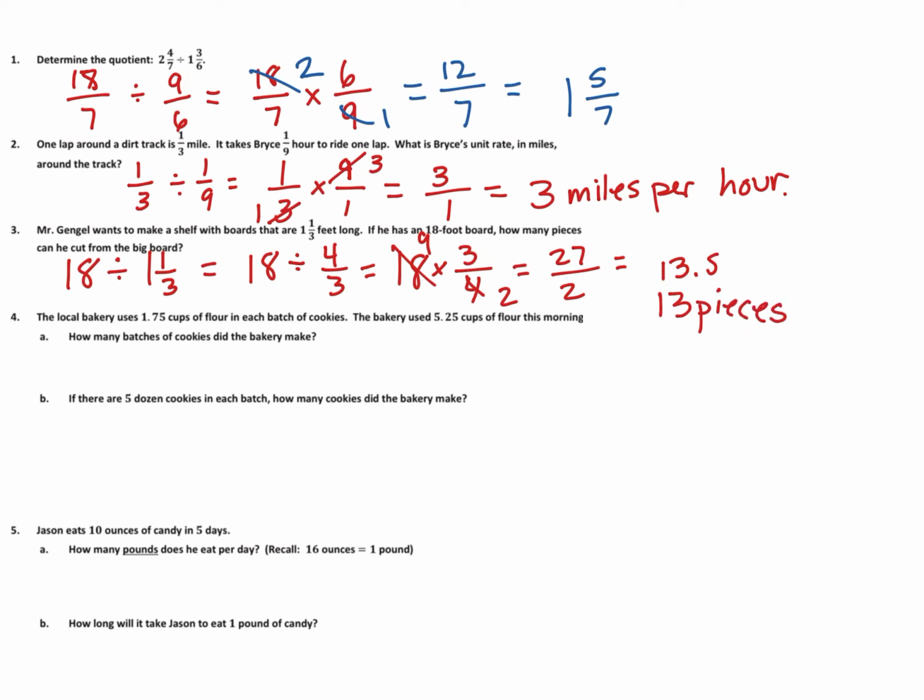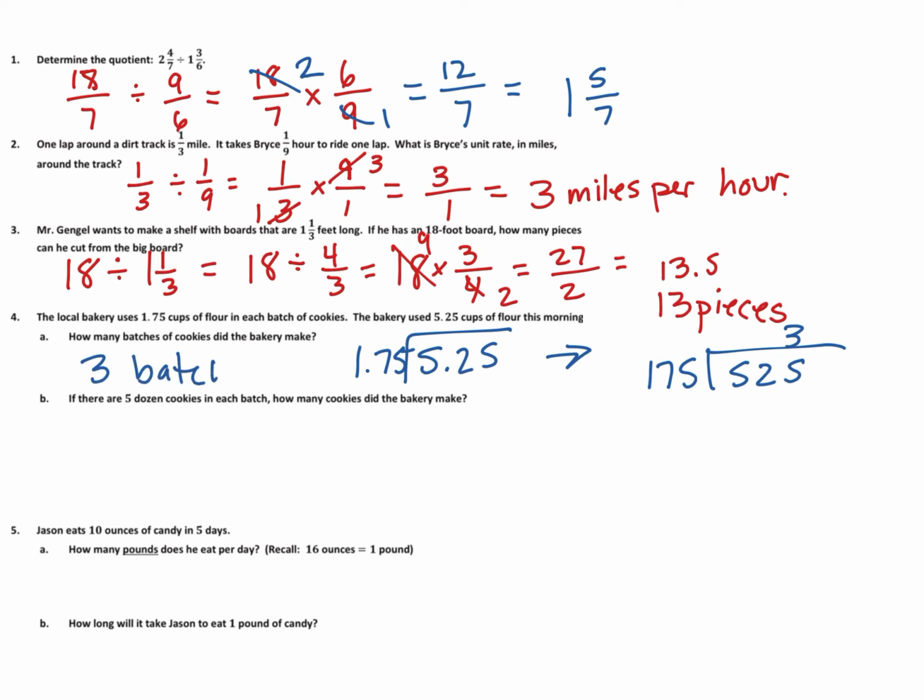The local bakery uses 1.75 cups of flour in each batch of cookies. The bakery used 5.25 cups of flour this morning. How many batches of cookies did the bakery make? So we're going to work backwards by dividing. We can change this to get rid of the decimals by moving them the same number of places. Okay, and 175 can go in 3 times. So you can make 3 batches.